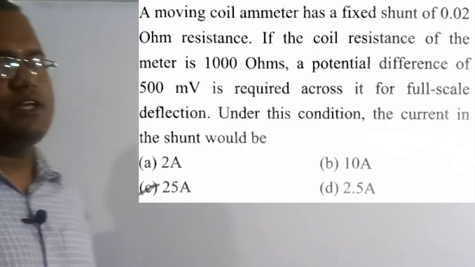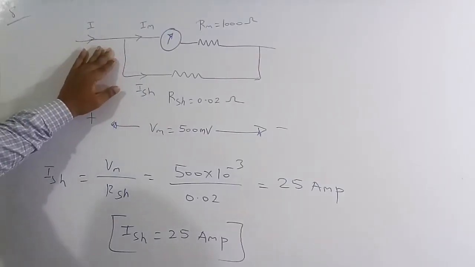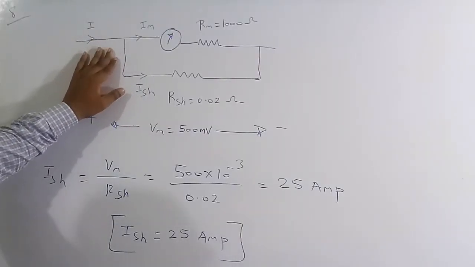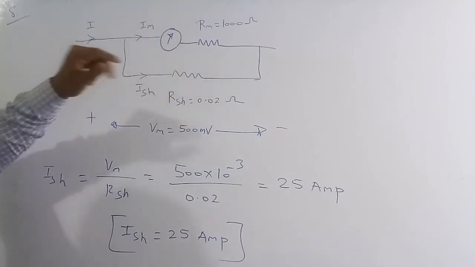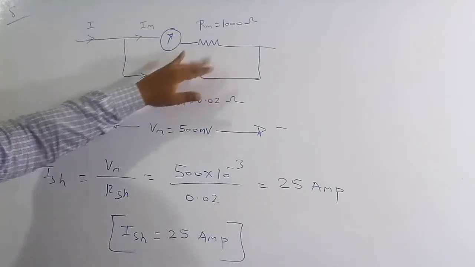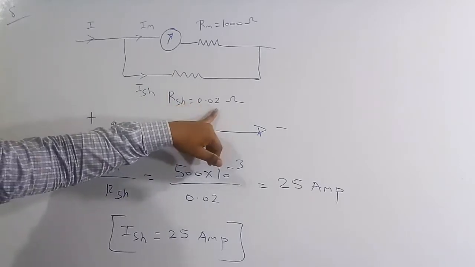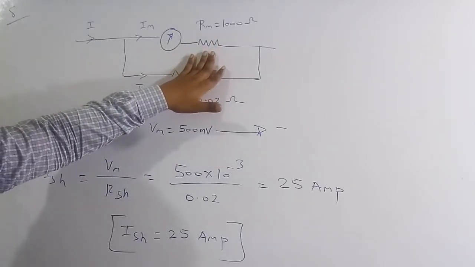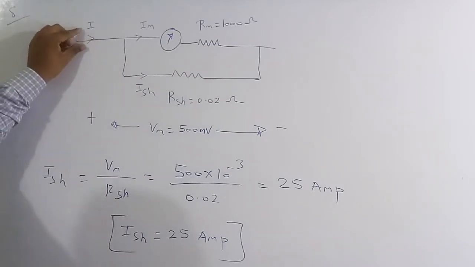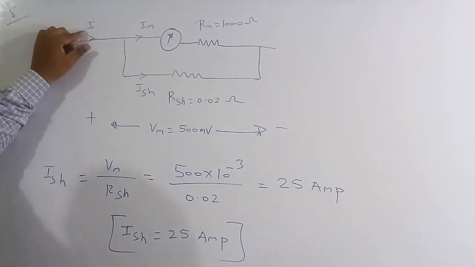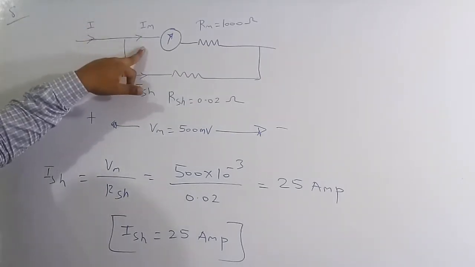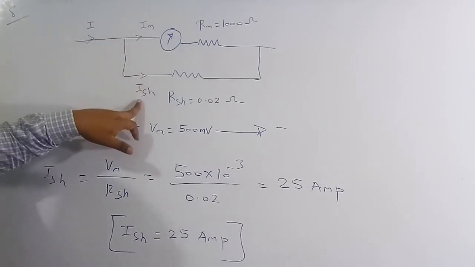So let's solve this numerical. This is the circuit for a PMMC, permanent magnet moving coil, so it is a moving coil ammeter. It consists of the meter resistance and the shunt resistance. In the question they have given the shunt resistance as 0.02 ohm and the meter resistance as 1000 ohm. Here if this is the total current I, or the circuit current, IM is called the meter current and IS is the shunt current.